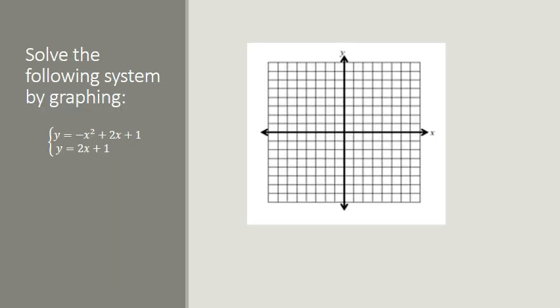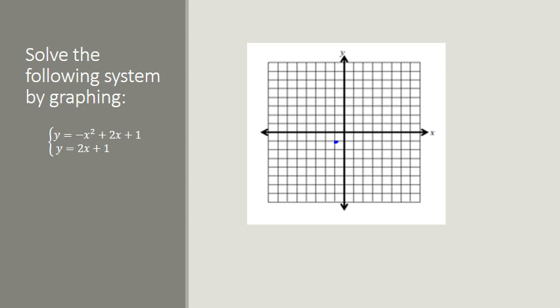So we're going to solve this system by graphing. I have a parabola and a line. So if I graph the line first, my y-intercept is 1. My slope is 2, so I'm going to go up 2 and over 1, up 2 and over 1, or down to negative 1, negative 2, negative 1. And I'm going to graph that line.